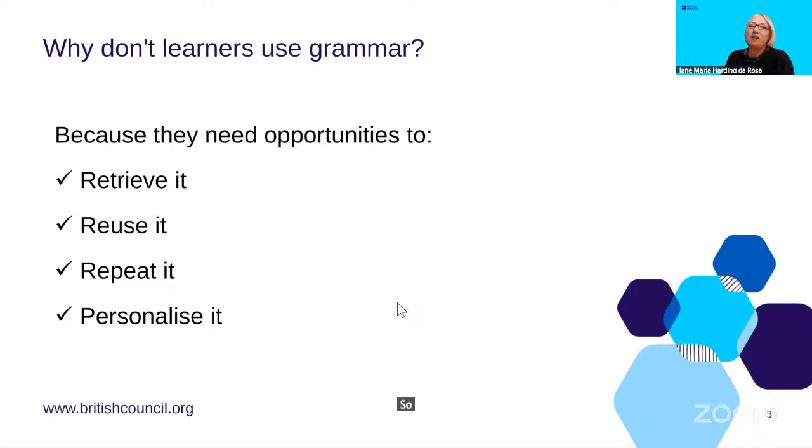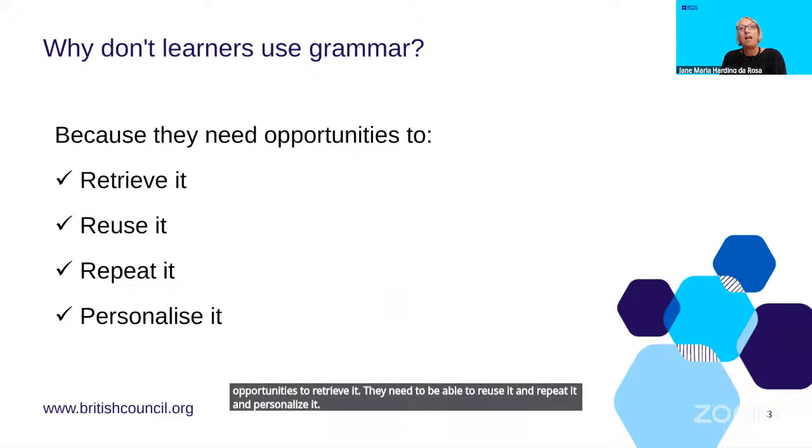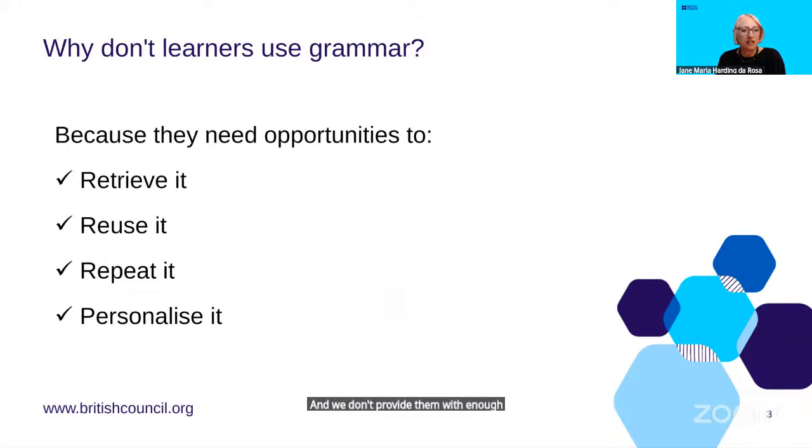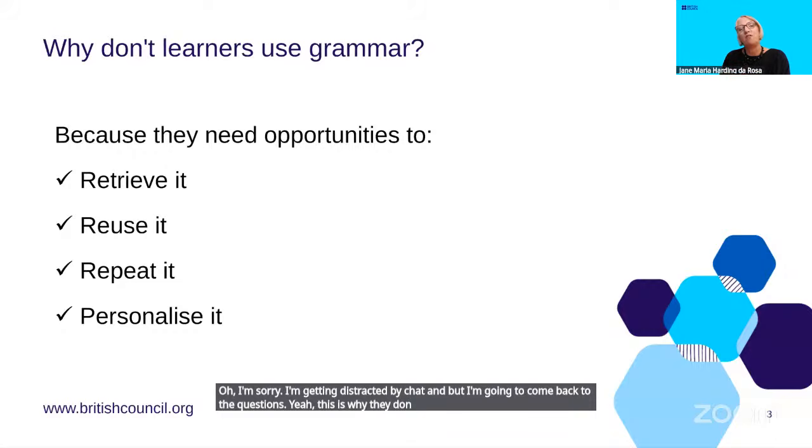So why don't learners use the grammar we've presented to them? Very often it's because they need opportunities to retrieve it. They need to be able to reuse it and repeat it and personalize it. And we don't provide them with enough opportunities to do that. Oh, I'm sorry, I'm getting distracted by chats and everything, but I'm going to come back to the questions. This is why they don't use the grammar. We don't give them enough opportunities to retrieve and reuse and repeat and personalize. So that's on us, isn't it?